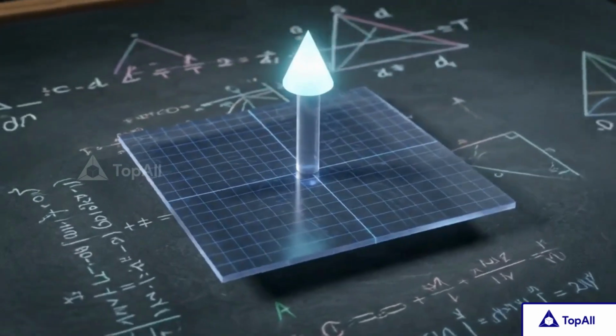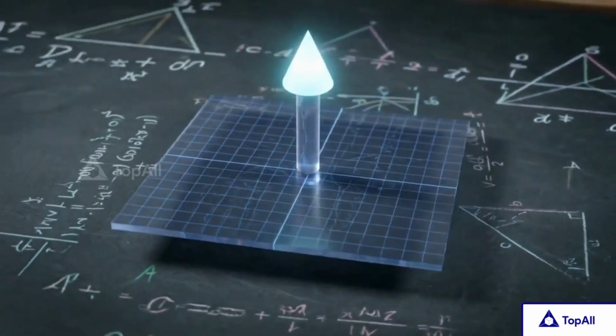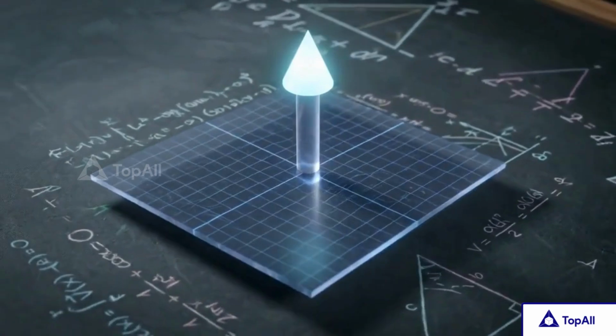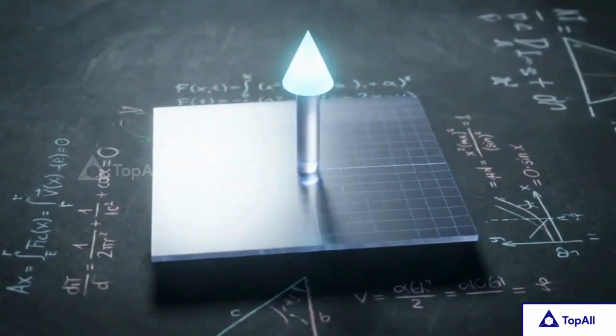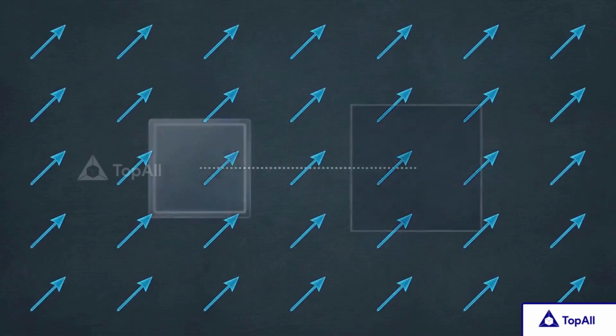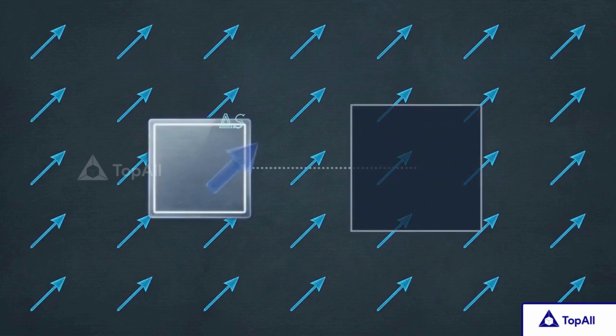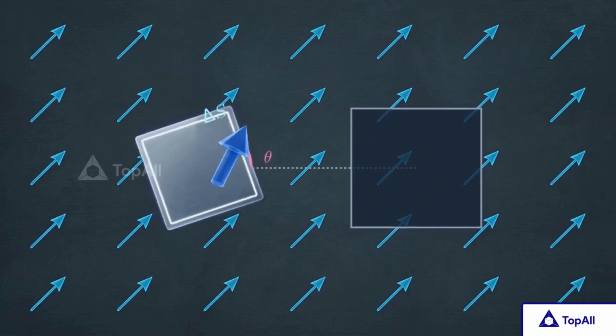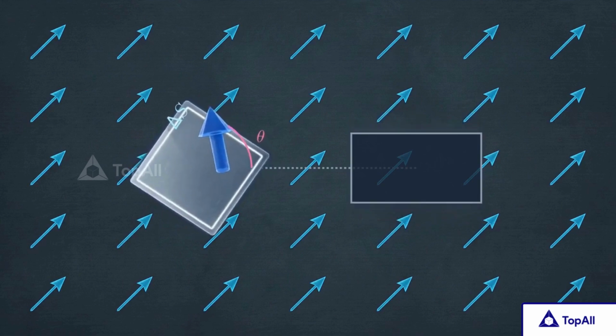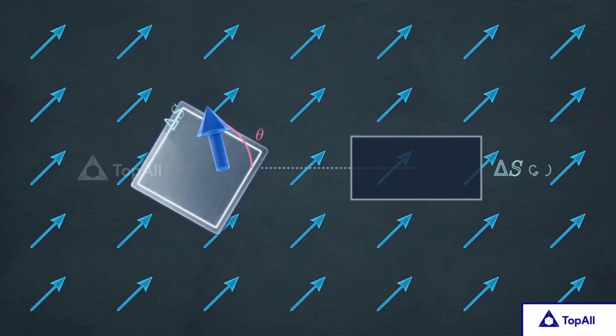This gives area a specific direction. It is now a vector, possessing both a magnitude and a defined orientation in space. Tilting the area vector creates an angle, theta, relative to the incoming electric field lines. The field interacts only with the projected area, the reduced silhouette created by the tilt. As the angle increases, this silhouette shrinks.